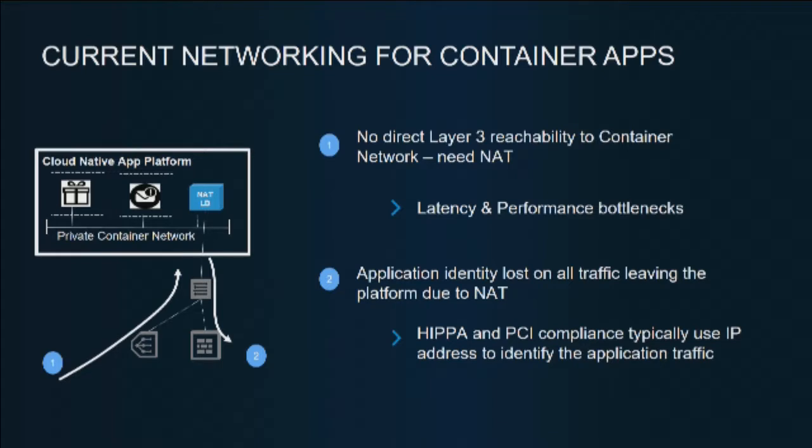So if you had these two containers in one VM, and if the traffic was leaving from one of them outside the VM, the traffic would SNAT out to the VM's IP, and all of the application identity would be lost. For years, you have been following procedures for compliance for HIPAA and PCI by identifying applications using subnet and IP address. So that is something that cannot be done as well.